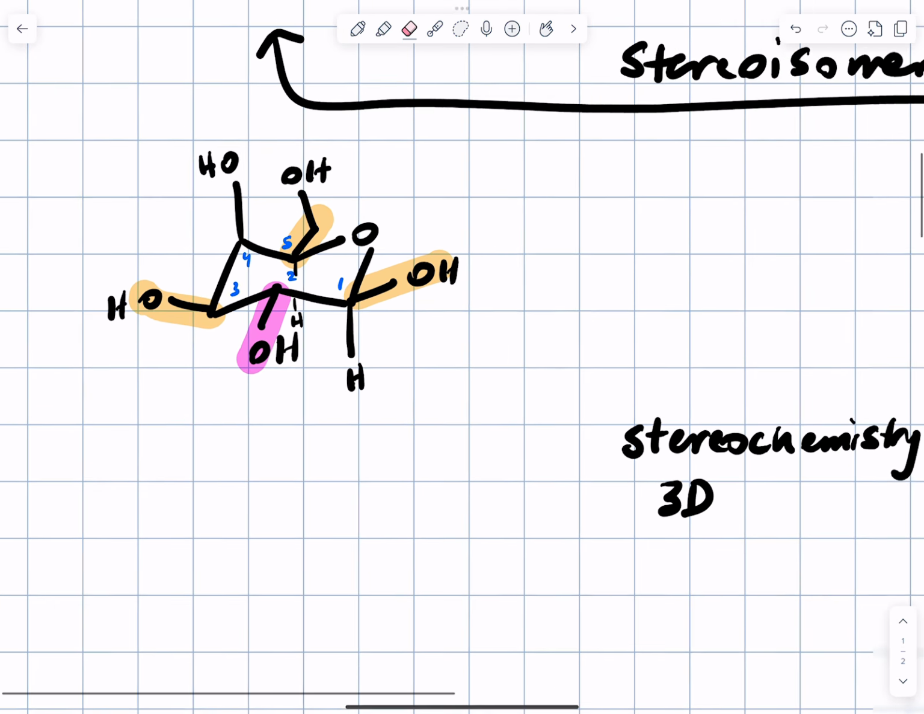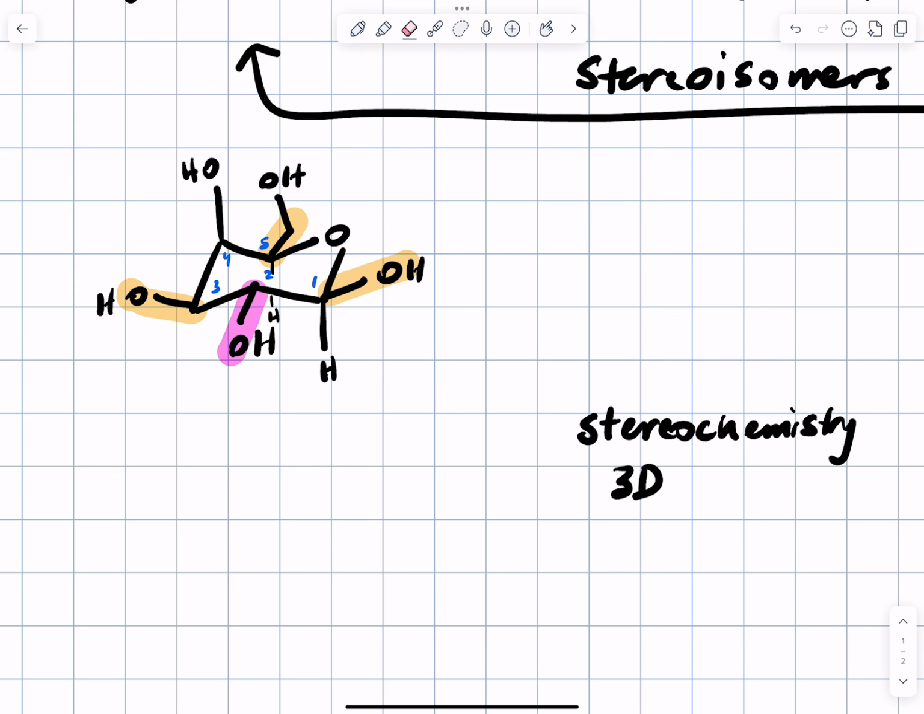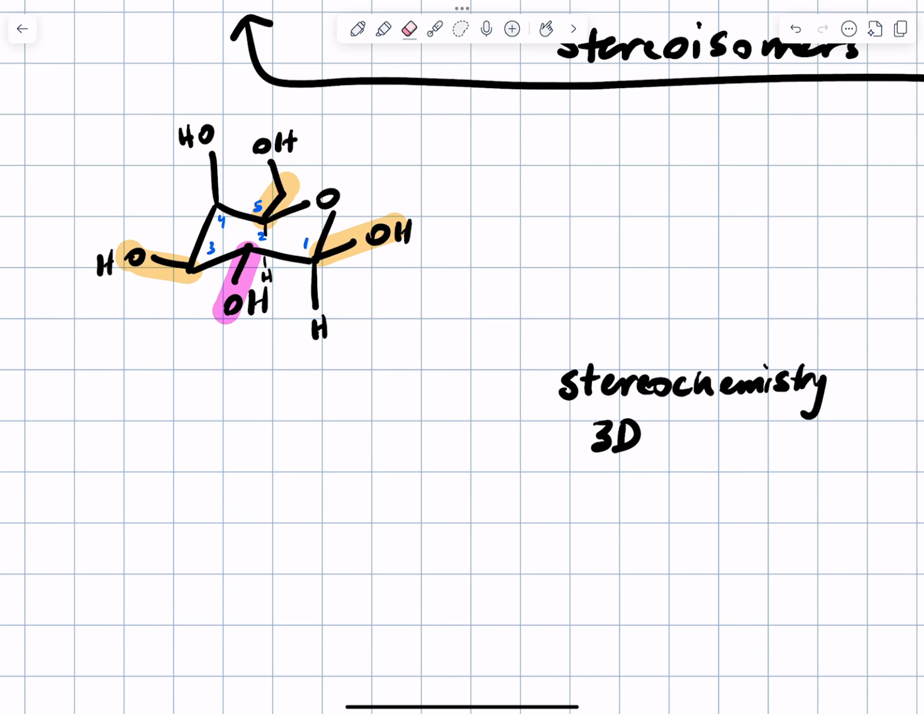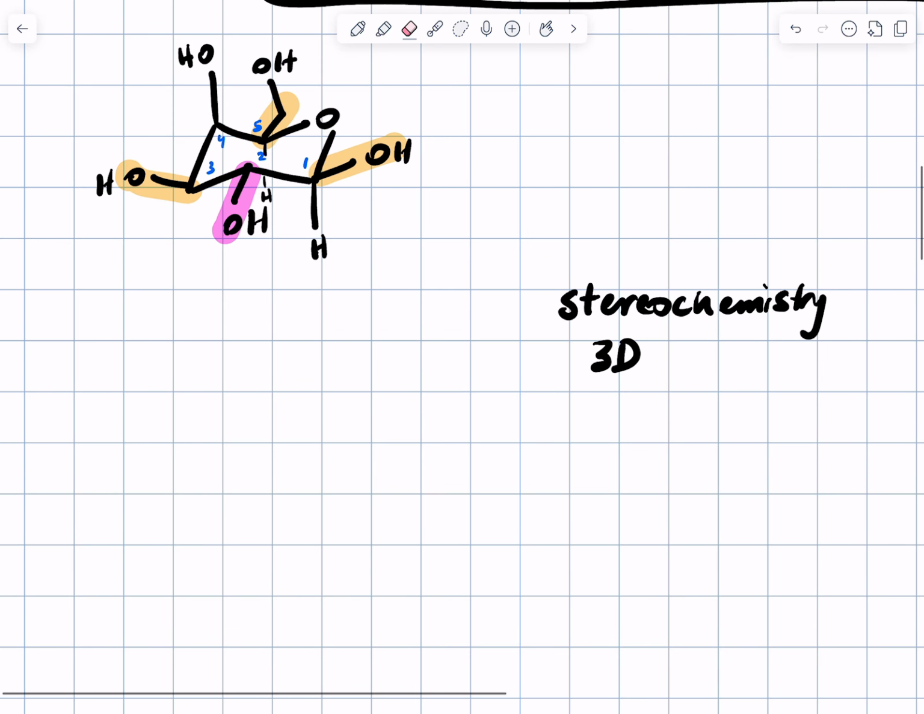For example, the chair that we've drawn here for beta D galactopyranose is indeed the most stable chair. But what if we had started, instead of having that oxygen in the ring at sort of one of the up carbon positions, what if we had started with that one?